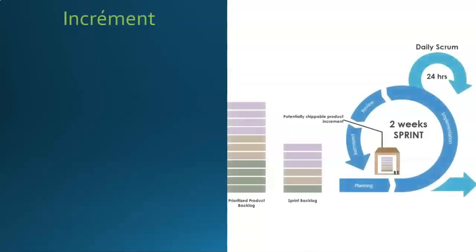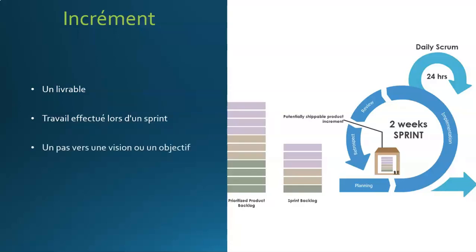Let's start with the increment. In Scrum, increments are essentially deliverables. It's what you have accomplished in a sprint. It's a step towards what you're trying to accomplish. It's progress. They are called increments because it's not a complete solution, but a step. Something that can be used for your future sprints.